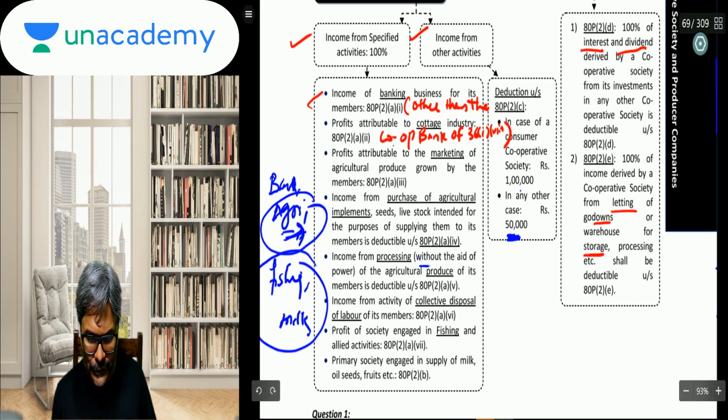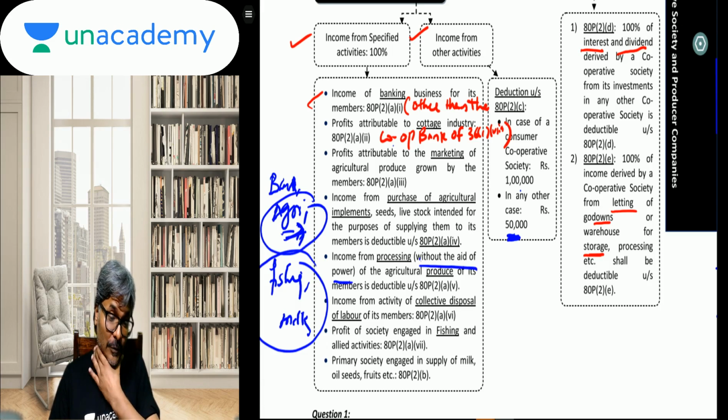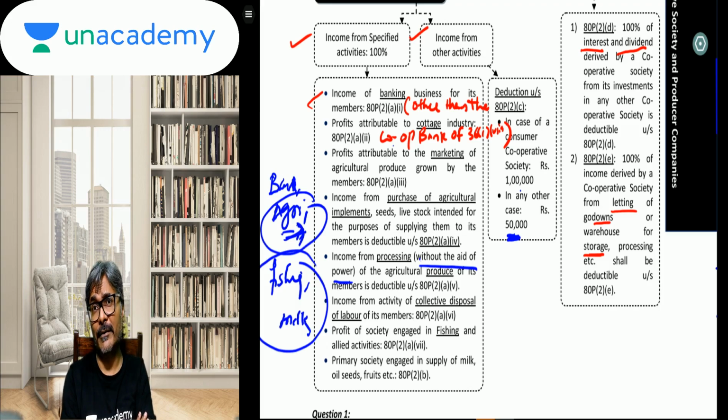The processing should be without the aid of the power. Here also one of the points is that it should be without the aid of the power. So all these activities of the cooperative society for the benefit of their members will fetch them 100% deduction. And this is where the cooperative society may go on the back foot and may not like the alternate tax regime, knowing that it is getting a full deduction under 80P on these main incomes.